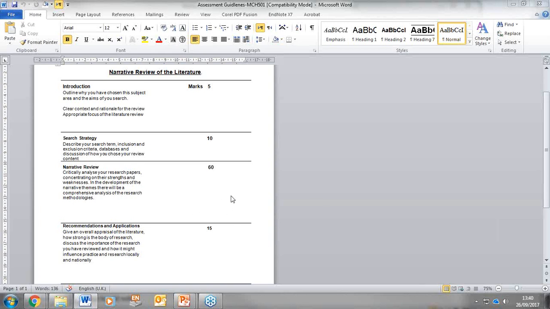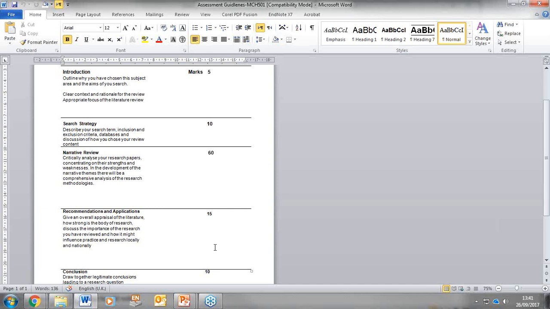And not purely description. Yeah, and this is a level 7 piece of work, so you're not just simply outlining what they said and how they went about doing a piece of research. You're giving me a critical synthesis of what they've done and critical synthesis of the research methodologies. We then move into 15 marks for recommendations and applications, and this is where you're giving us an overall appraisal of the literature. How strong is this body of knowledge? How important is it in terms of your practice field? And how does it influence practice and research, both locally and nationally?